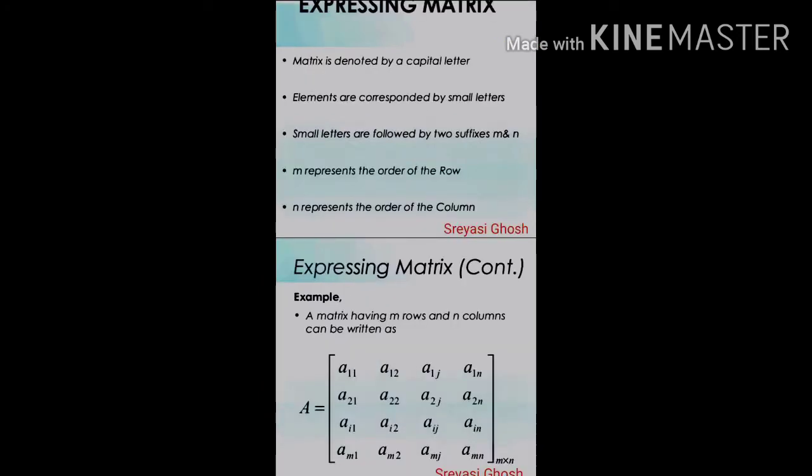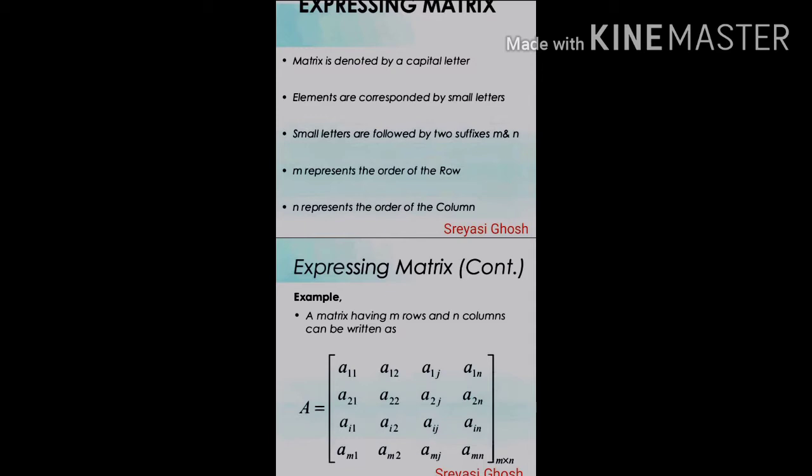Again, as it was mentioned in the previous episode, a matrix is always denoted by a capital letter. The elements inside will be denoted by small letters. The number of rows will be represented by small m and the number of columns by small n. We can use other variables also, as in p, q, r, s, anything, but they will be in small letters.